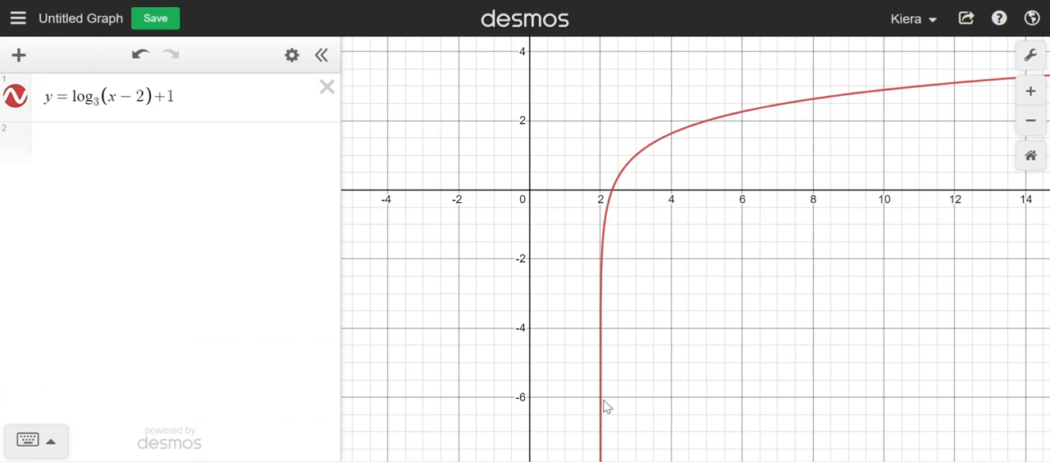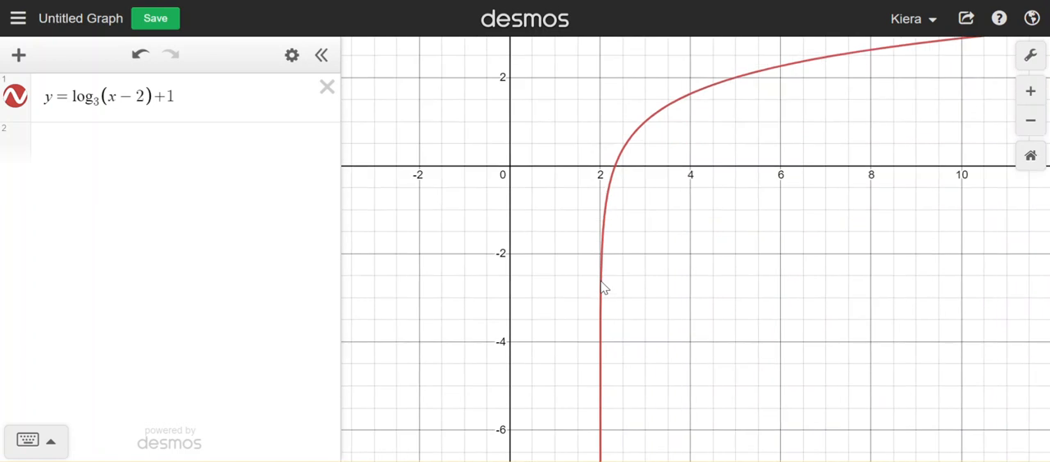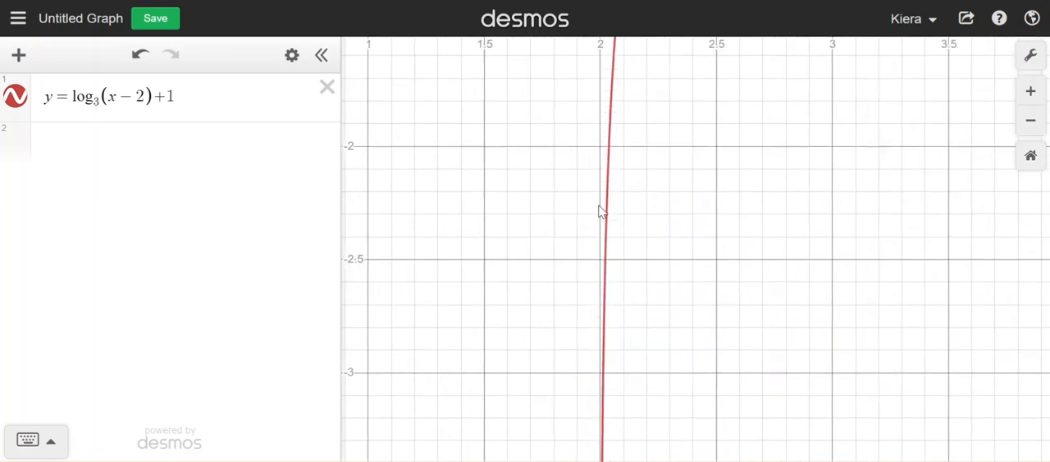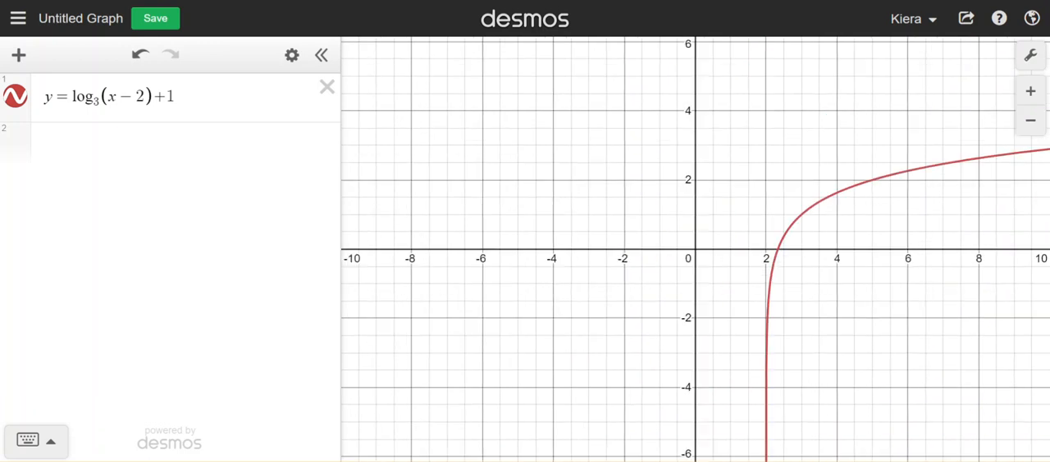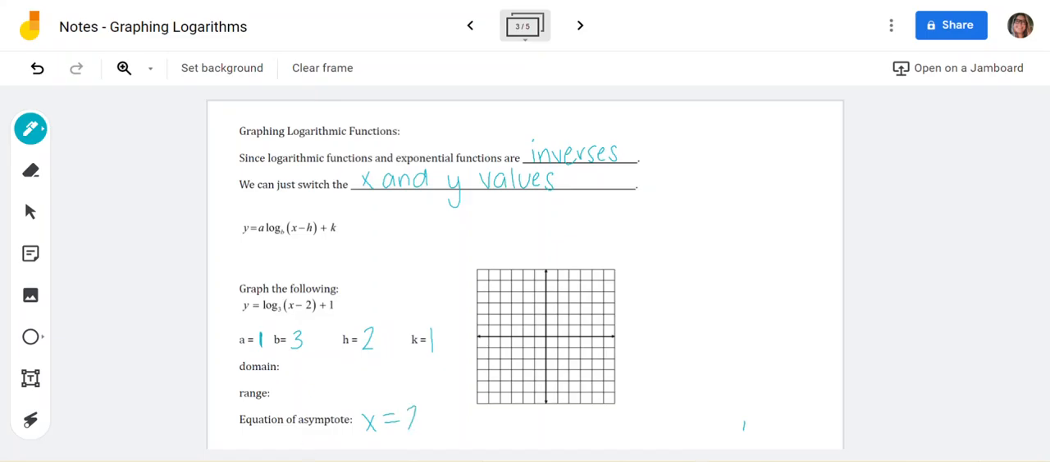So it looks like our asymptote is at x equals 2, because that's where it's getting closer and closer to. But if we zoom in a lot, you can see it doesn't actually touch. So it's going to be x equals 2. Well, where else did we see a 2? Oh, it was our h value. So 2 and 2. So your vertical asymptote for your logarithmic functions is going to be x equals and then your h value.